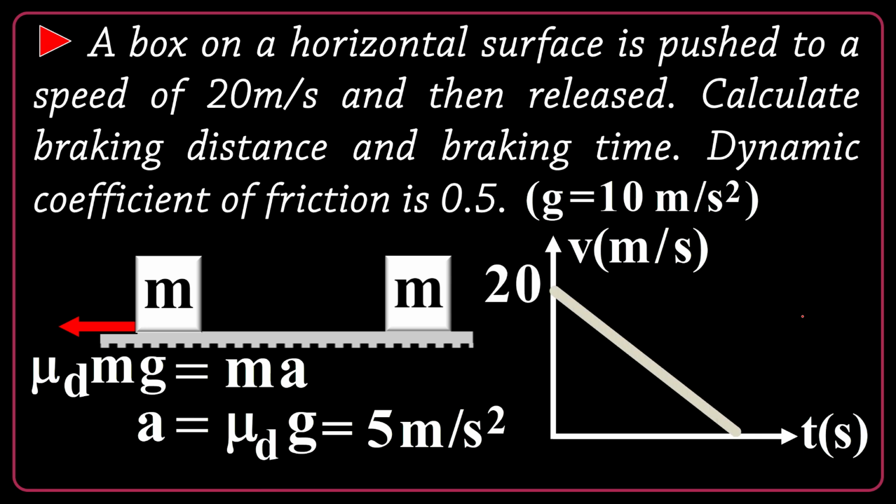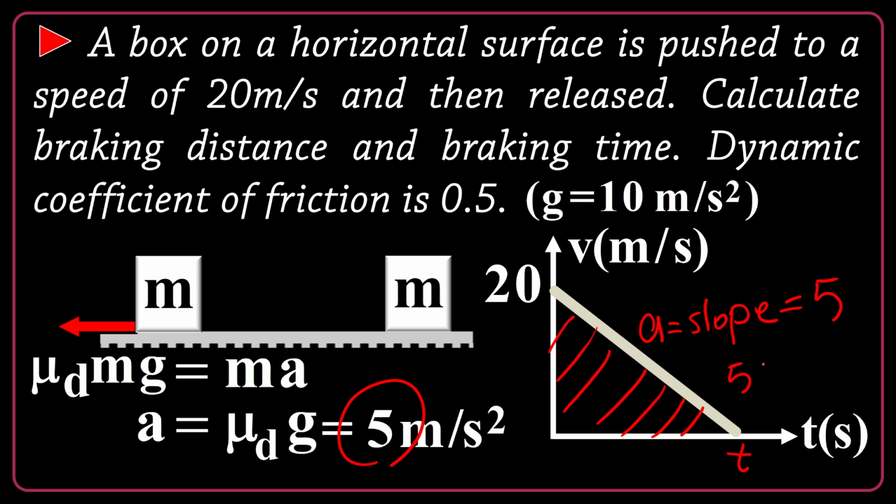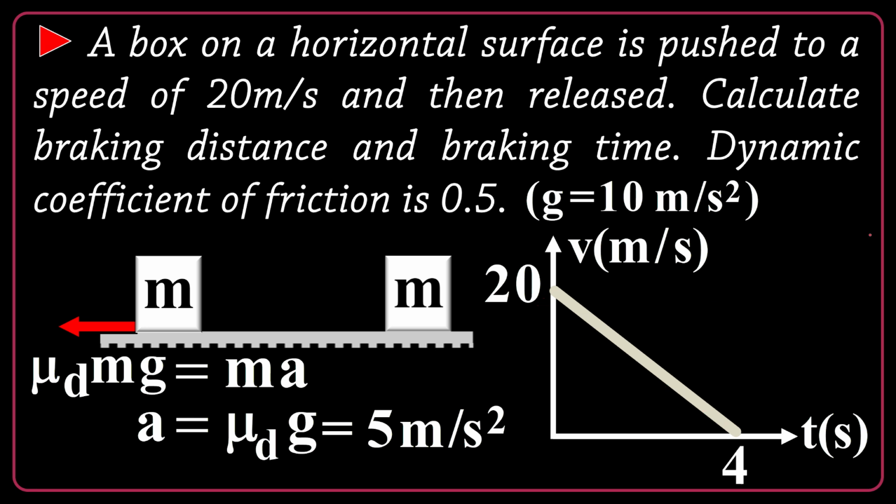I will start from 20 and continue the line, the descending line, to cross the t-axis at this point. Okay, how to find this time is very easy. You know the acceleration is the slope of this graph, and the slope is 5. So in this right triangle, I believe that the slope is going to be vertical divided by horizontal. So it's 20 divided by t. Here it seems that t is 20 divided by 5. So it's 4 seconds. Very easy. So the stopping time, the braking time, is 4.